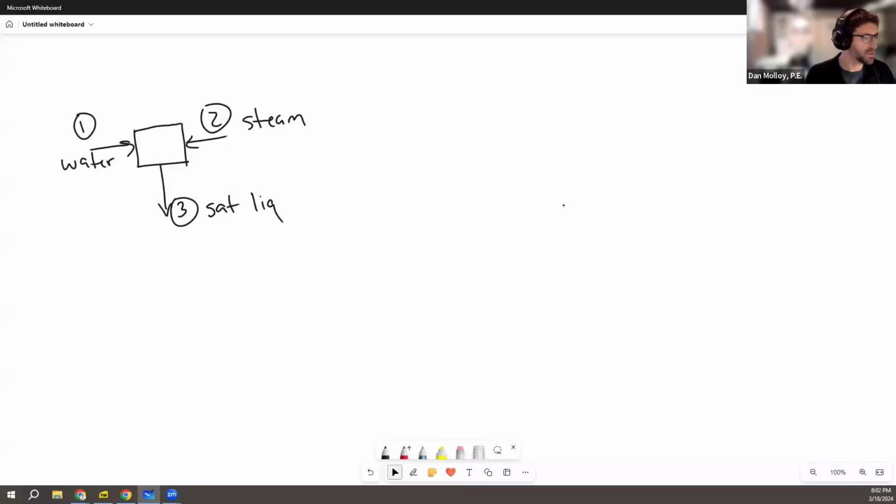So when we write the conservation of mass equation, we're saying that M1 or M dot 1, because it's a mass flow rate, plus M dot 2 equals M dot 3. Nothing groundbreaking or earth-shattering there, right? That's the idea of the conservation of mass. We have two streams coming in and one stream going out. So I don't think there was any confusion with that being true.